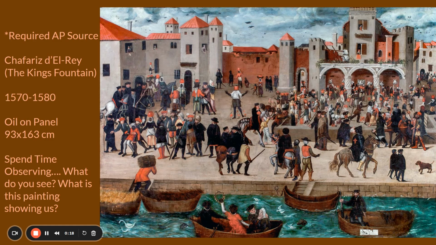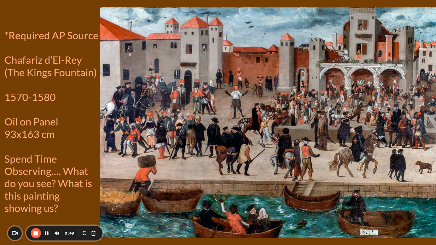So for this topic, we're going to rely on the required AP source. This is a painting, and it's titled Chafferie de El Rey, which translates to the King's Fountain. They believe it was produced somewhere between 1570 and 1580, so we're looking at the 16th century. This is oil paint on panel, and it's 93 by 163 centimeters.